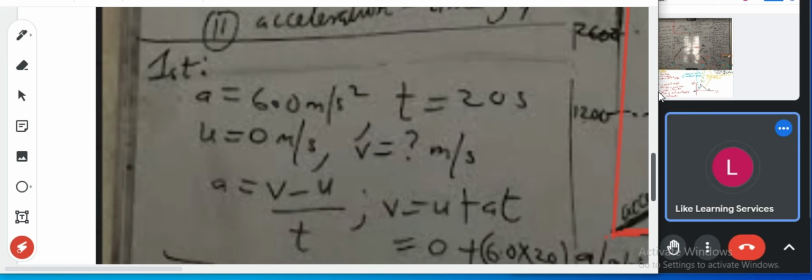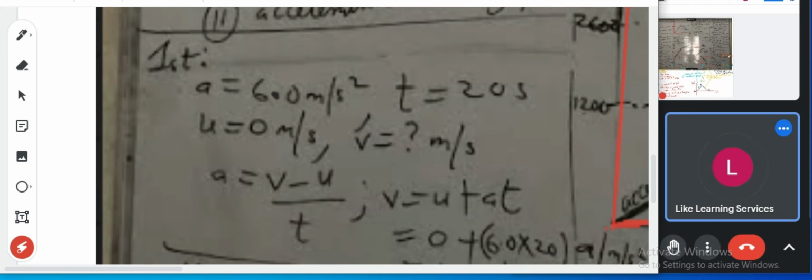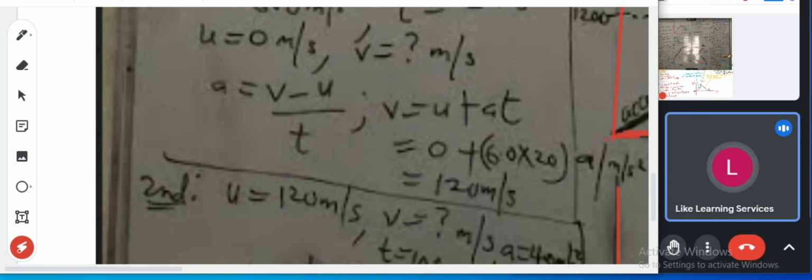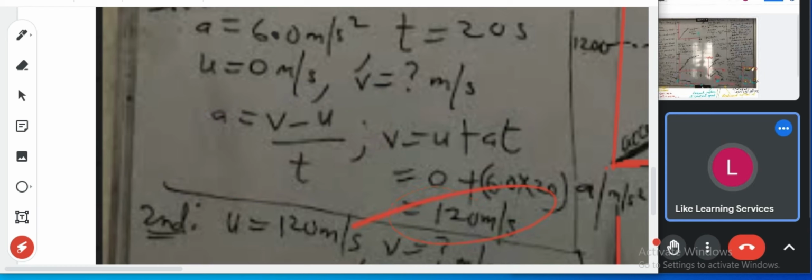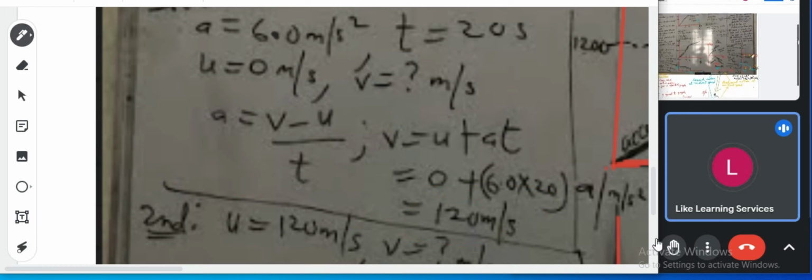And we can apply a equals v minus u over t to get v equals u plus at. And with that we can get v. v is 120 meters per second. And that's for the first part of the motion. You can see what I did? All right, a equals v minus u over t to get the final velocity for that first part of the motion to be 120 meters per second.